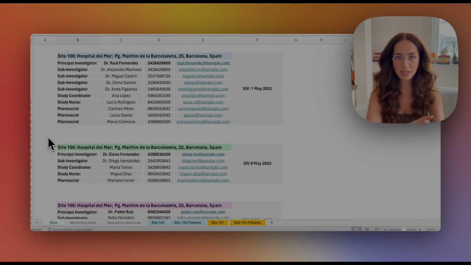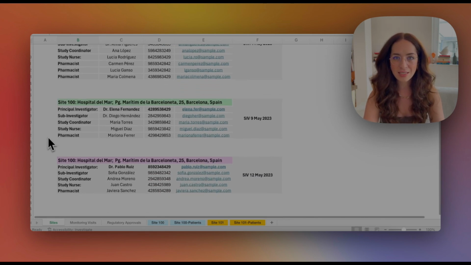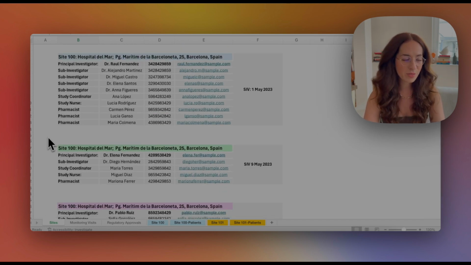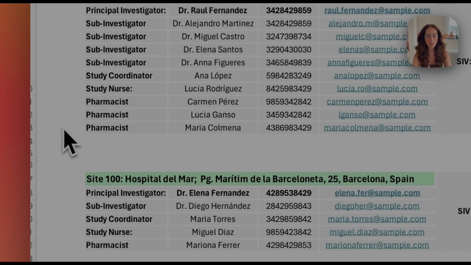Now, this is a hypothetical site with hypothetical site staff that are participating in the study and hypothetical contacts. But you should have here every single site that you are assigned to. Who is the principal investigator, who are the sub-investigators, who's the study coordinator, the study nurse, and also if they have a preferred way of communicating, a preferred channel of communication, also have it here because then you'll know how they prefer to be contacted.